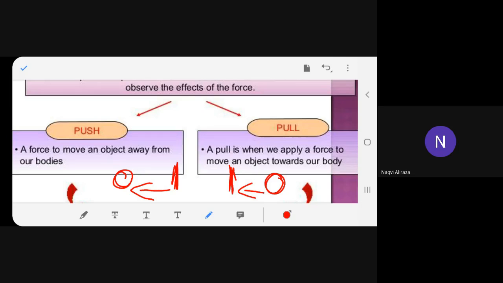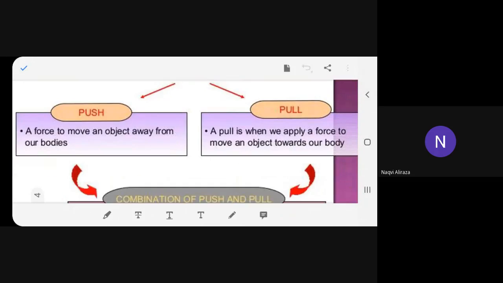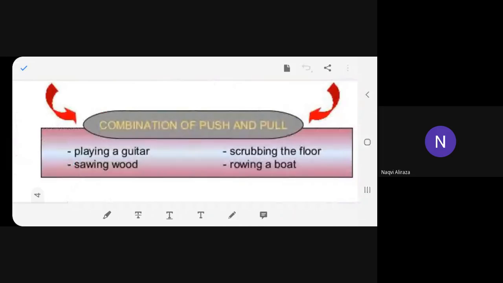Now you understood? Did you understand this? So when you take it towards your body, it is a pull. When you throw it away from the body, it is a push. Now let's say the combinations of push and pull.